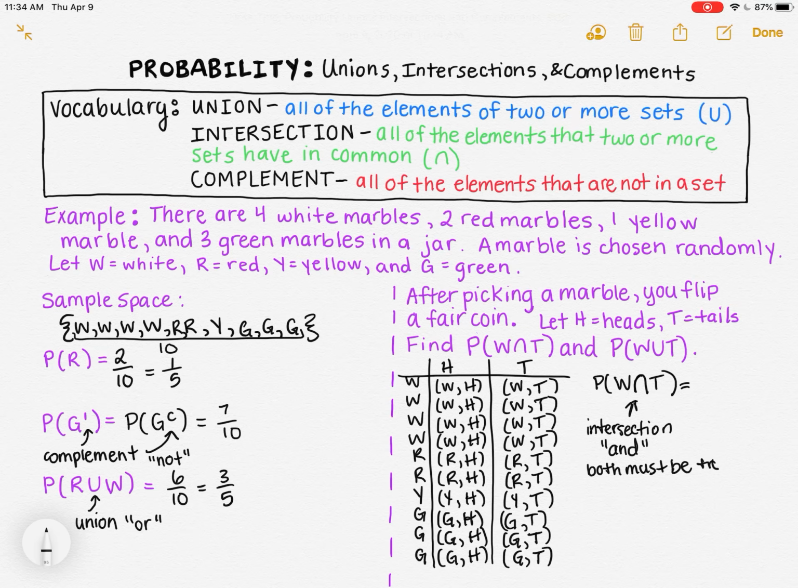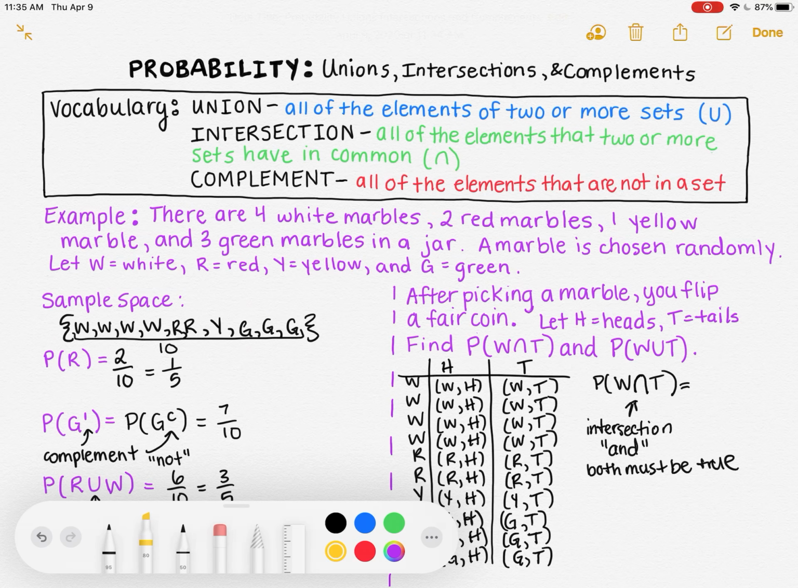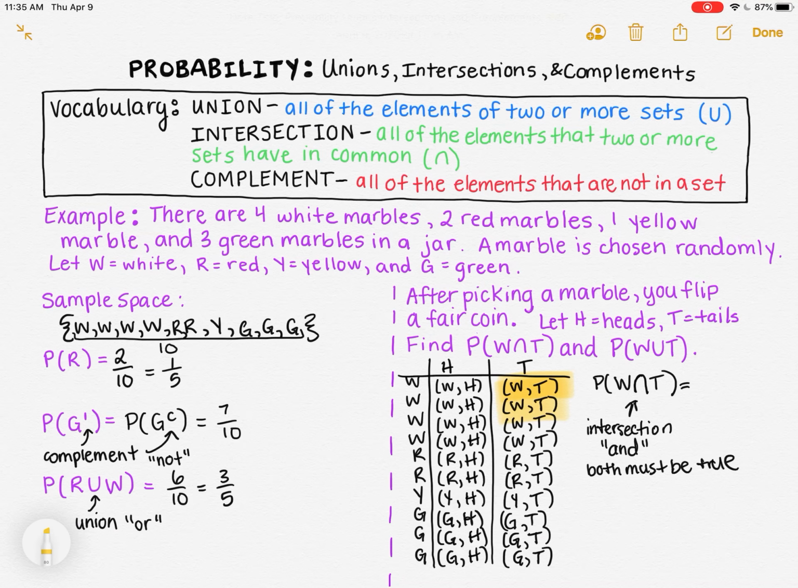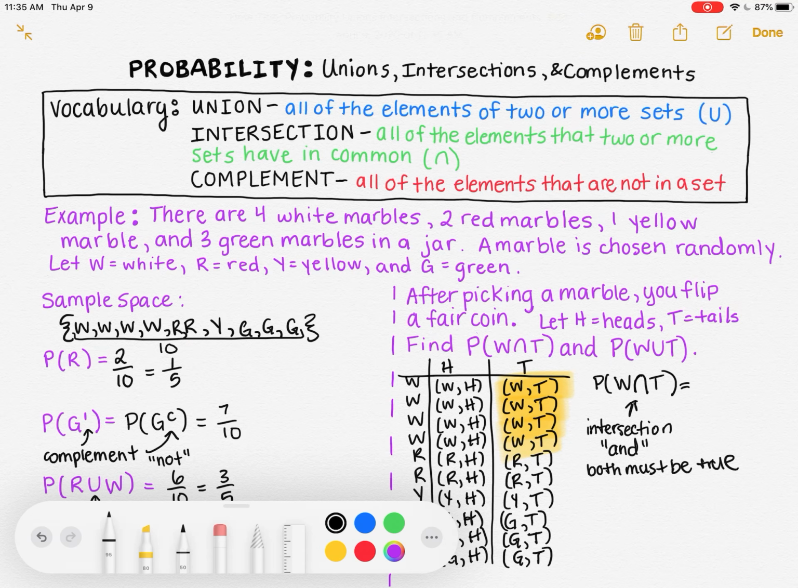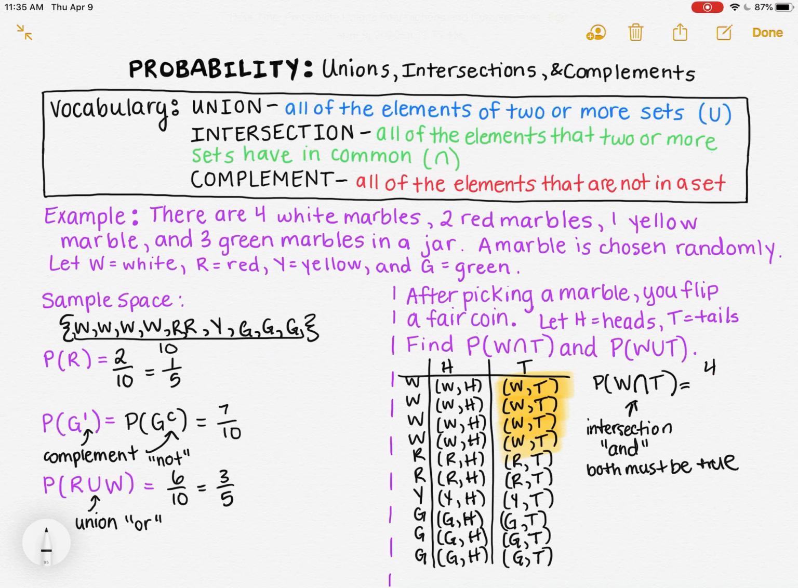Both events must happen. So I'm going to go right into my chart, and I'm just going to highlight wherever I see that I get a white and a tails. Anytime I see a W and a T, that's what I'm going to be looking at. And those are the only ones. So I see that there are 1, 2, 3, 4 ways to pick a white marble and then flip a tails. But I also need to think about what are the total amount of possibilities. It's not 10 anymore because I've got the heads and the tails going on too. I actually have 20 total possibilities listed here. And then I can simplify that to 1/5.